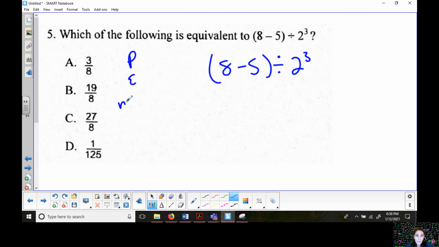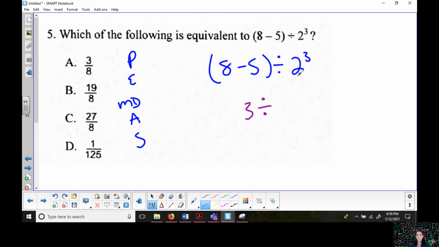Remember, PEMDAS. We're getting a theme here. I think I've written PEMDAS on all of these. All right, so parentheses. Yes, we have them. So we're going to do whatever's inside here first. And 8 minus 5 is 3. And then we have 3 divided by, I'm going to go ahead and do this. Now be very careful here.